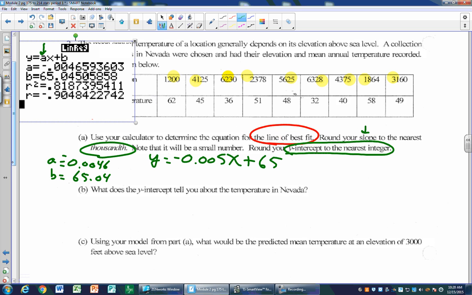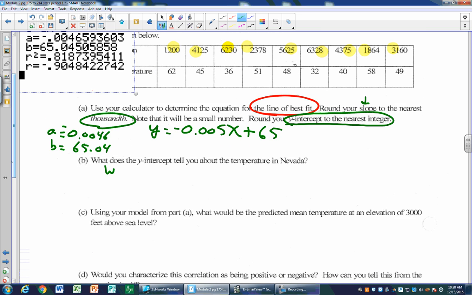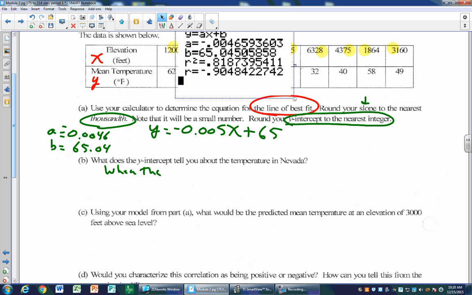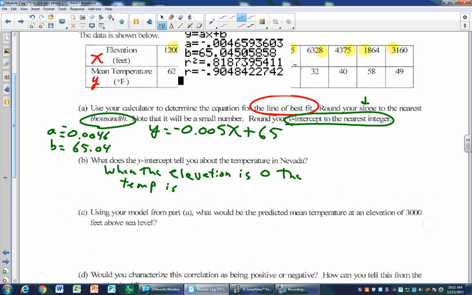What does the y-intercept tell you about the temperature in Nevada? Very simple. When the x stood for elevation, and x is 0, the temp is, and then the y-intercept, 65 degrees.